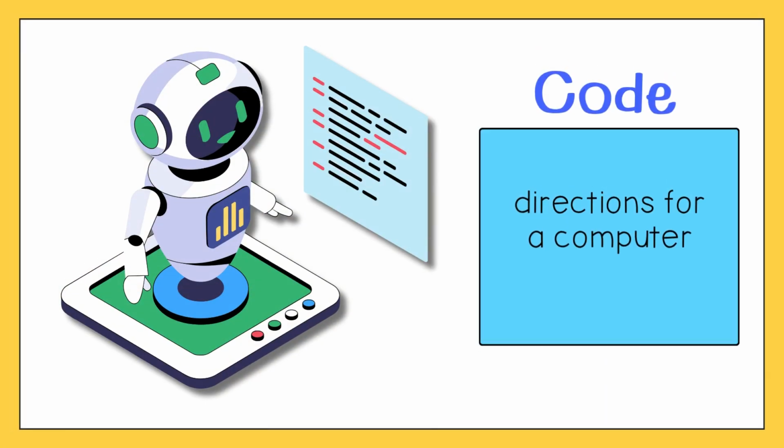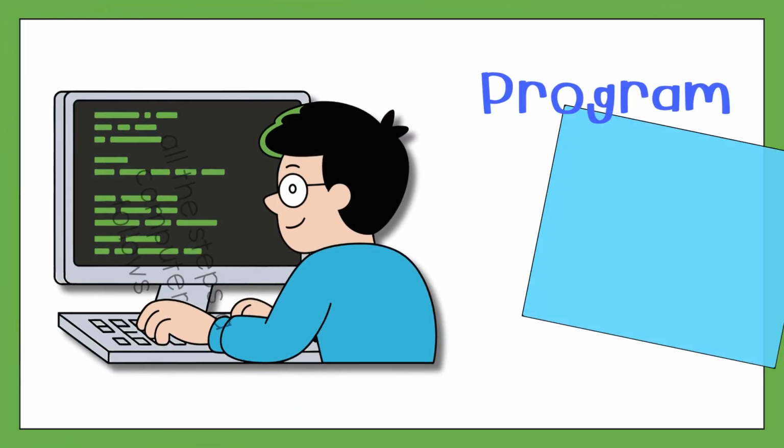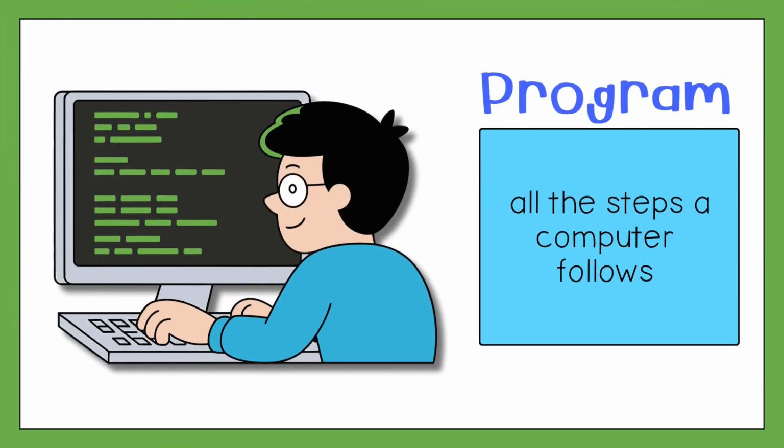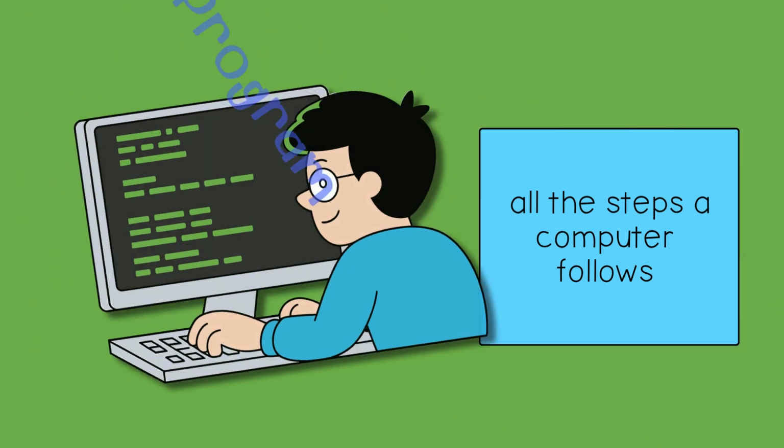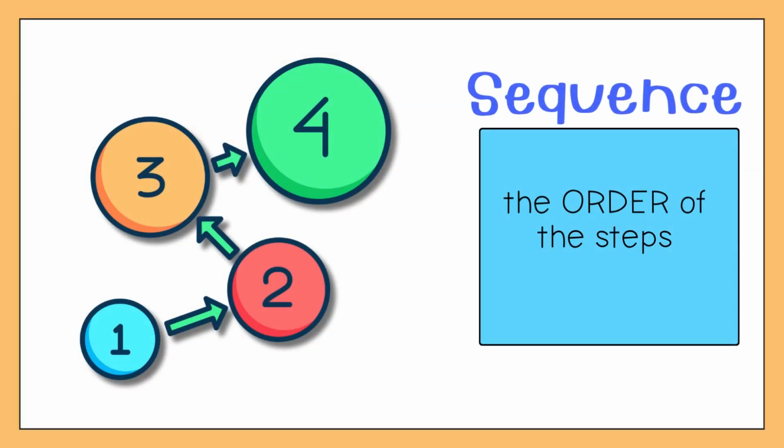Code is how we give directions to a computer, just like telling a robot what to do. A program is all the steps put together. It's the whole list the computer runs from start to finish. Sequence means the order. If your steps are out of order, the program won't work correctly.